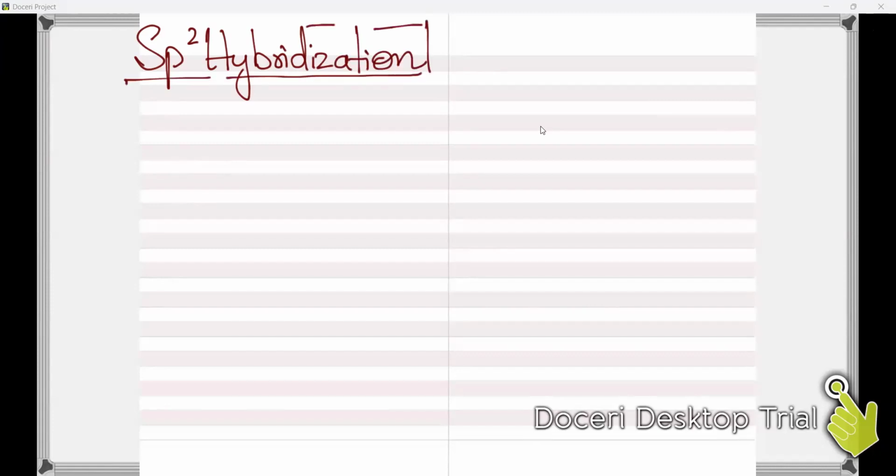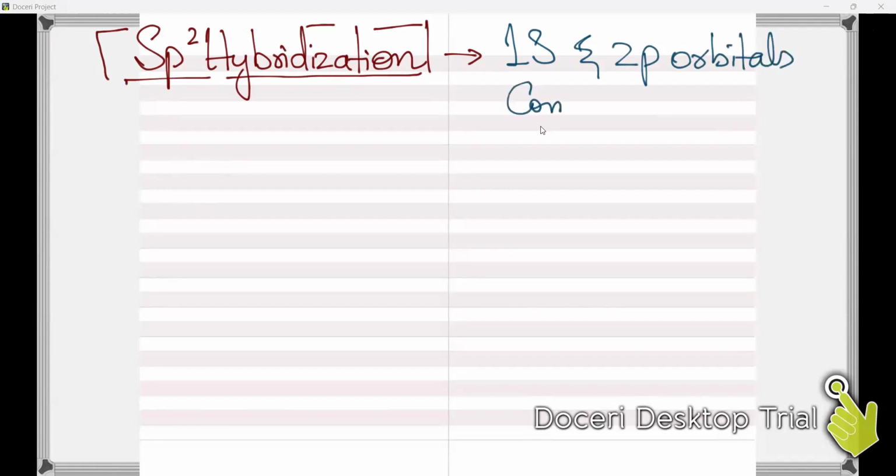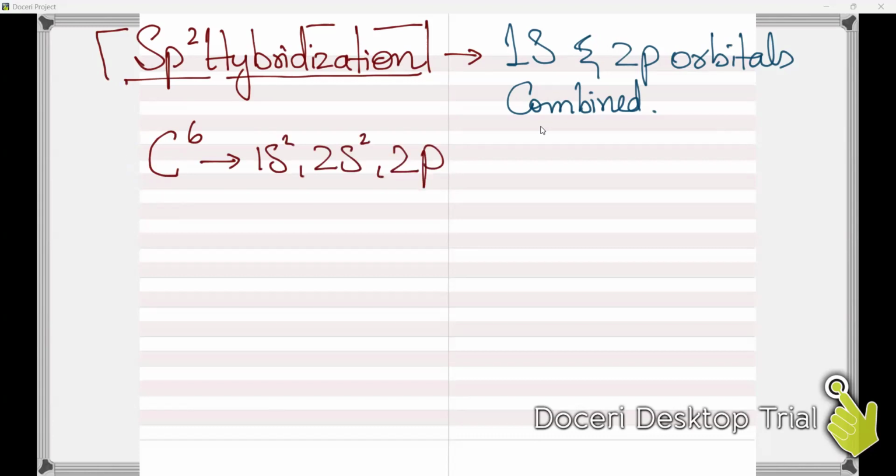The next, after sp3 hybridization, what we have is sp2 hybridization. sp2 hybridization means one s and two p orbitals combined. The scenario will remain the same. Carbon है, carbon का 6 atomic number है, 1s2, 2s2, 2p2.